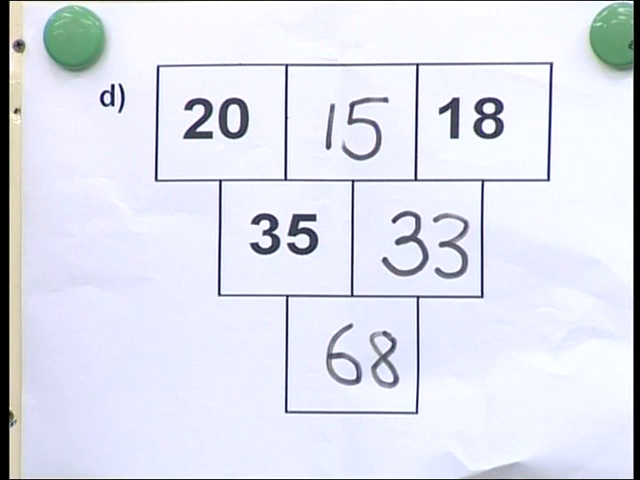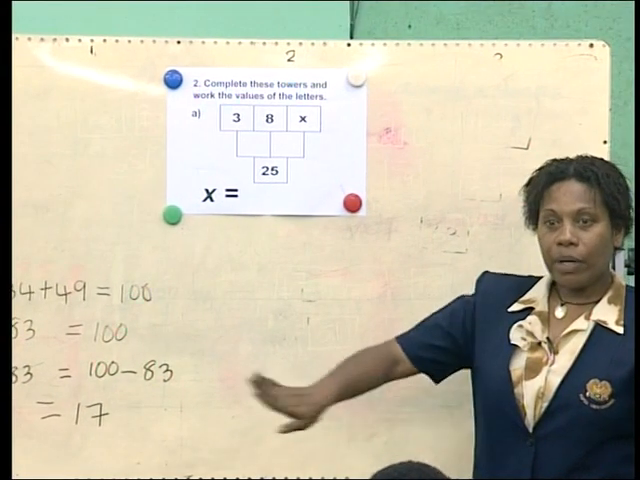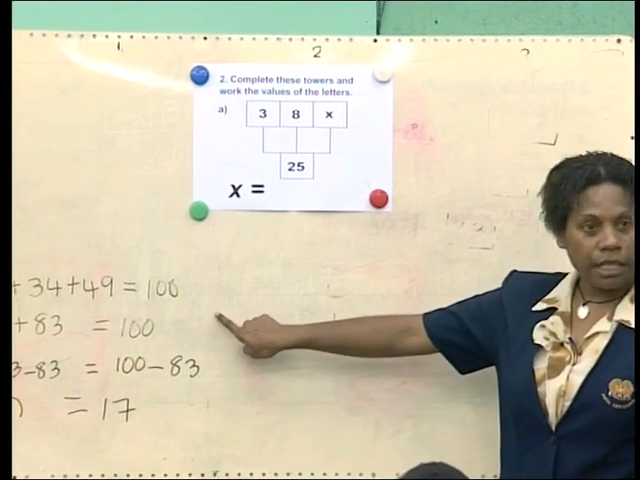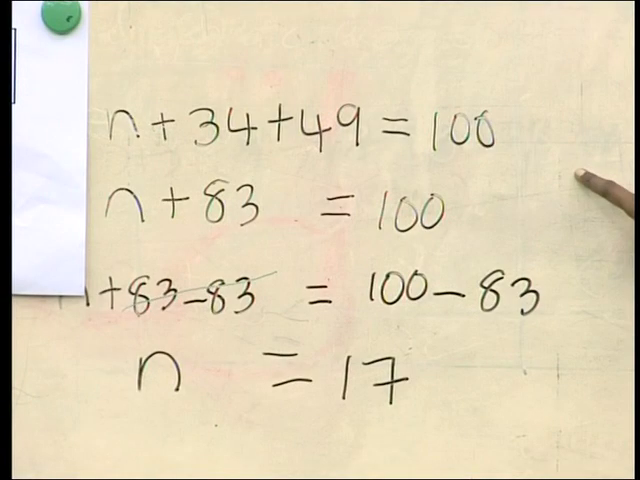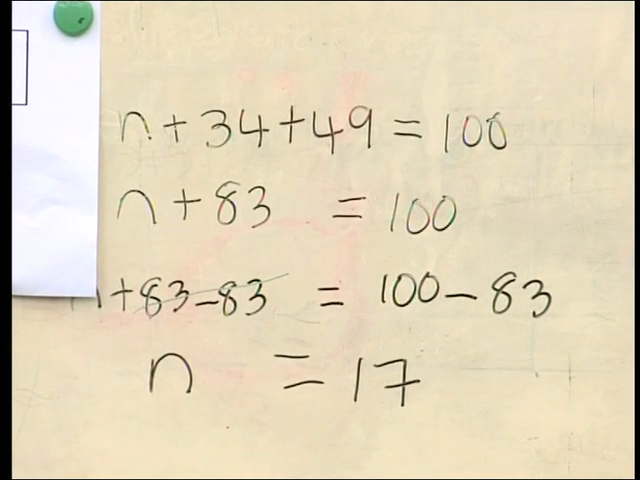Okay, who'd like to come up and do A, 2A? Students, you can go up to the board and do the working out for 2A. Now remember our working out that we did, up here on the board. You should follow this type of working out. Or if you have a different working out, it's okay. You come and put it up. Okay, Melvin.